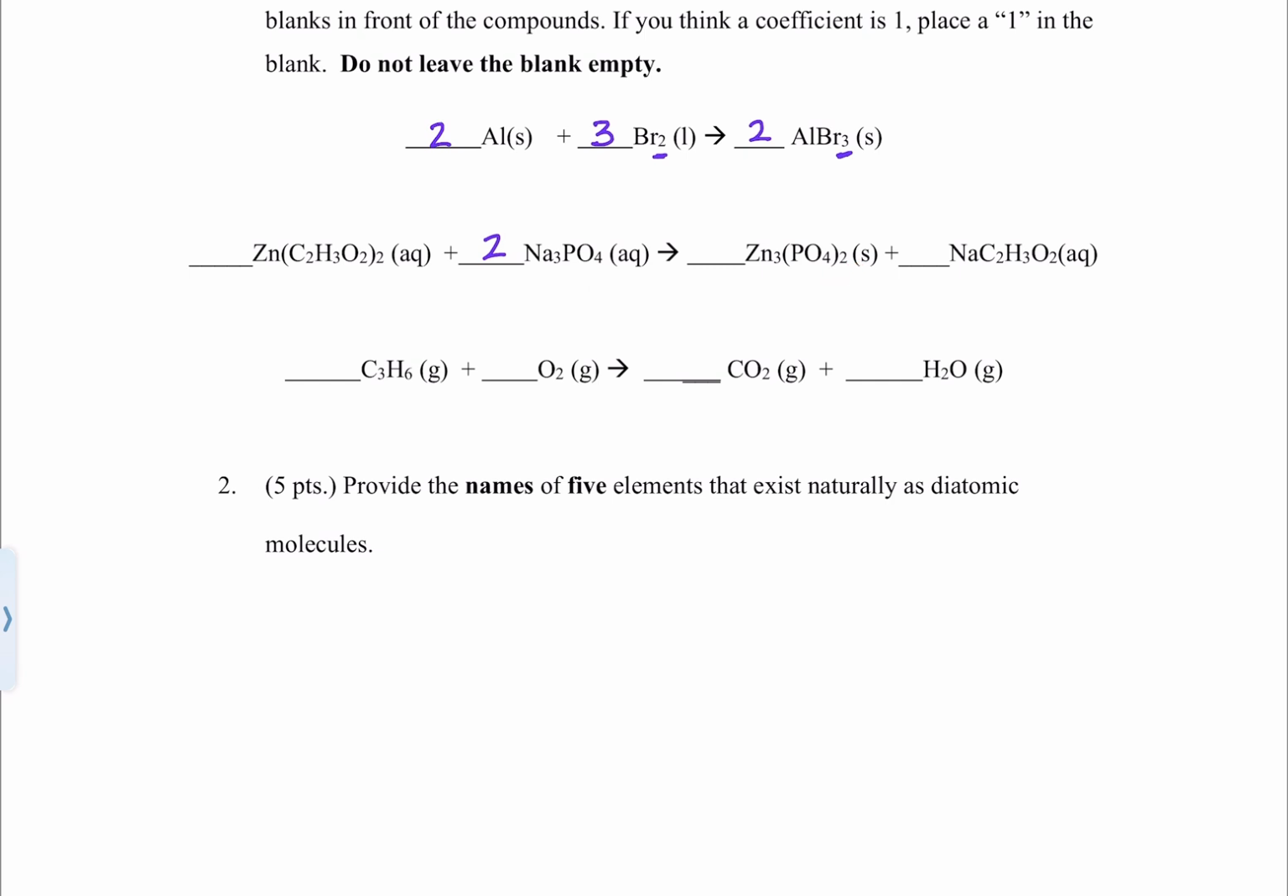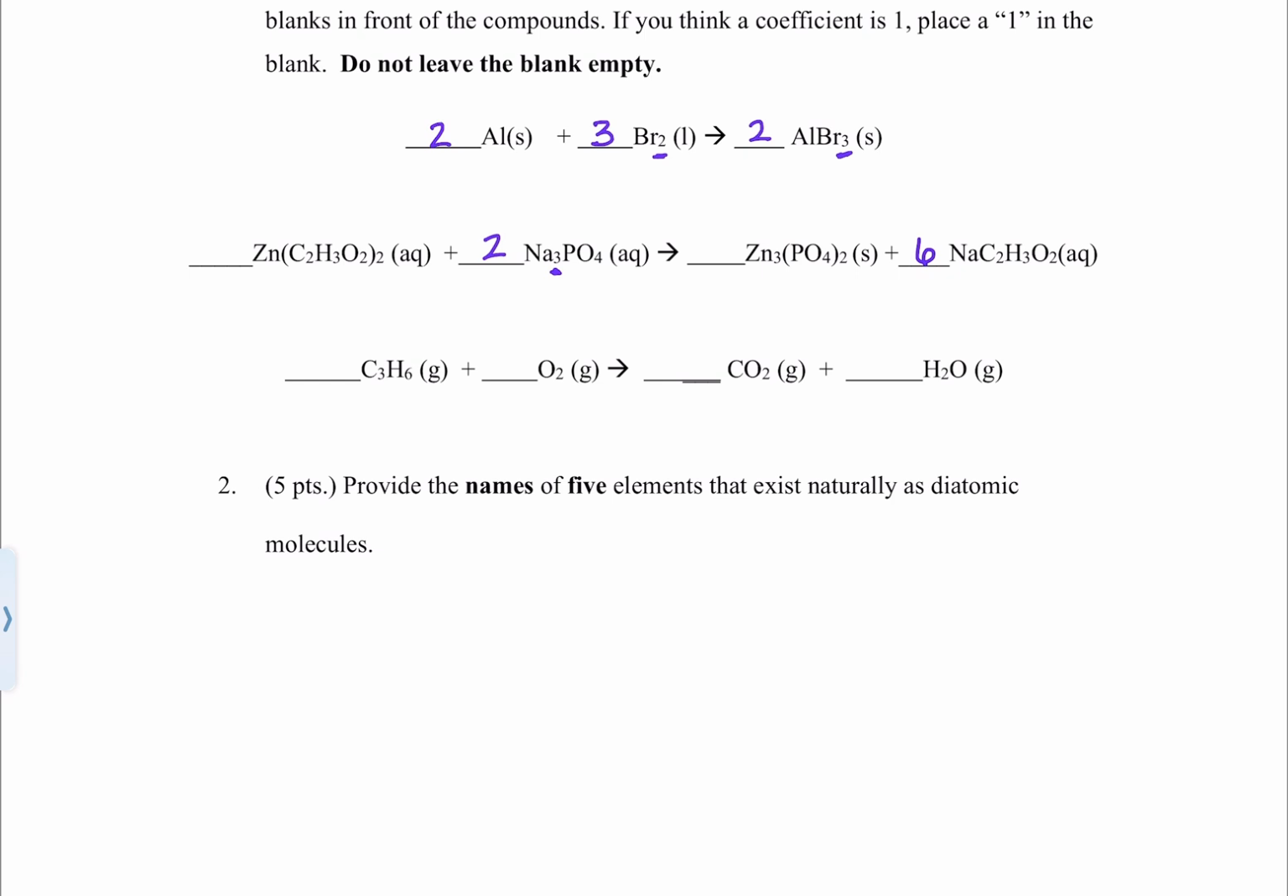When I make the 2 sodium phosphate on the reactant side, my phosphates are now equal, but I've changed the number of sodiums. So I have 6 sodium on the reactant side, because this is a 3. If we have 2 Na3s, that means we have 6 total sodiums. So we need to make sure that we have 6 total sodiums on the product side. So I'm going to place a 6 right here. Now my sodiums are balanced, but I've also changed the number of acetates on the product side because I placed the 6 in front of sodium acetate.